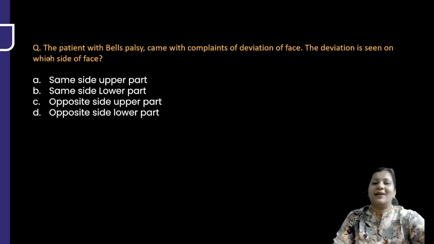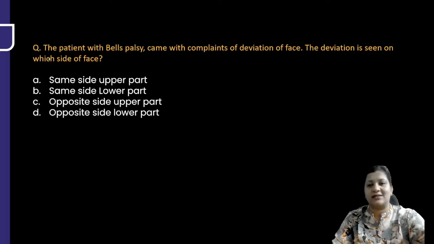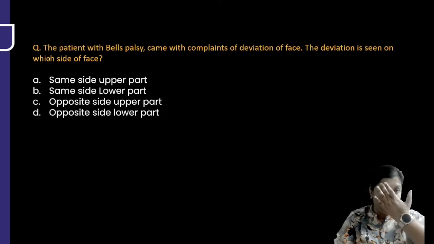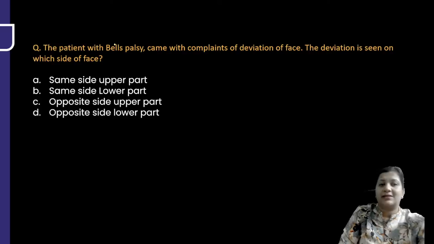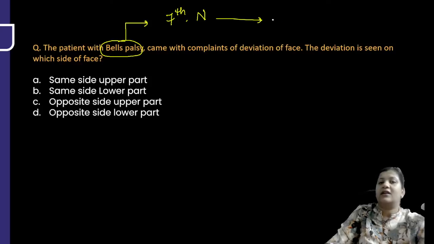Okay. The patient with Bell's palsy came to you with complaints of deviation of face. The deviation of face is seen on which side? Same side lower part, same side upper part, opposite side upper part, opposite side lower part. So whenever you have Bell's palsy, what are we thinking of? We are thinking of facial nerve palsy. So the facial nerve innervates the facial muscles.